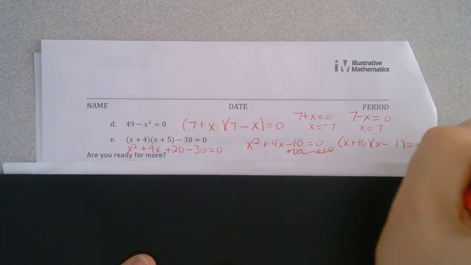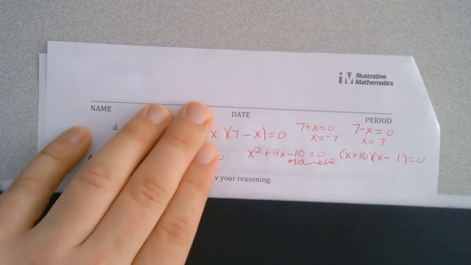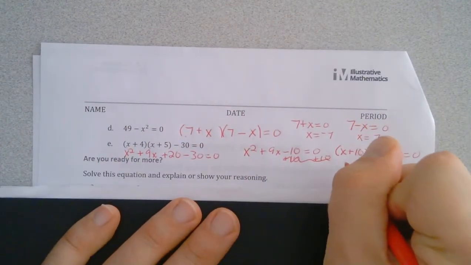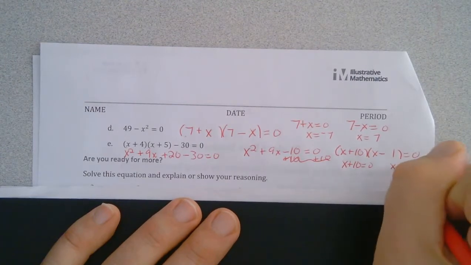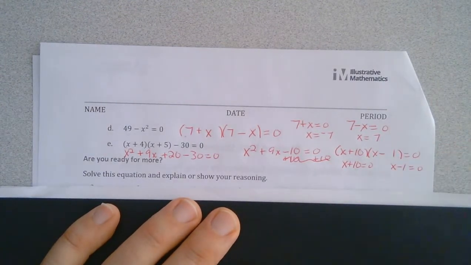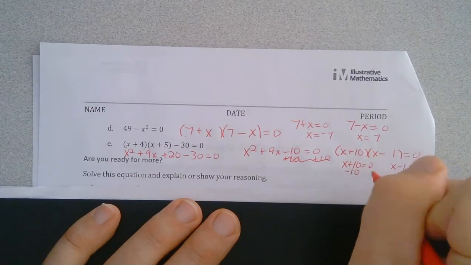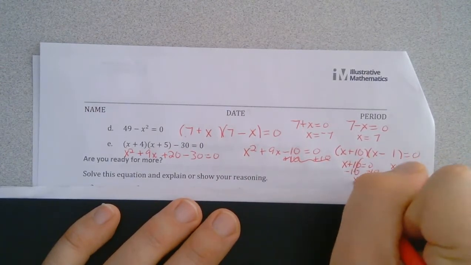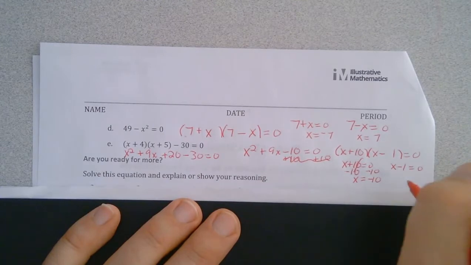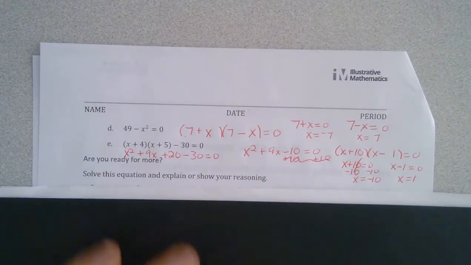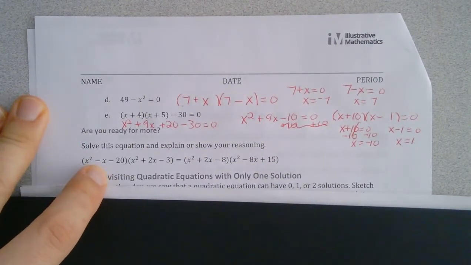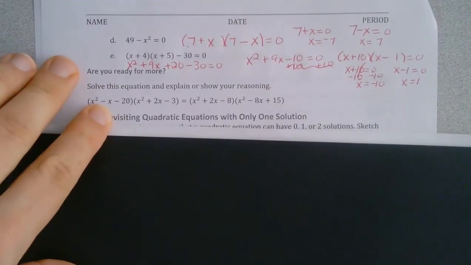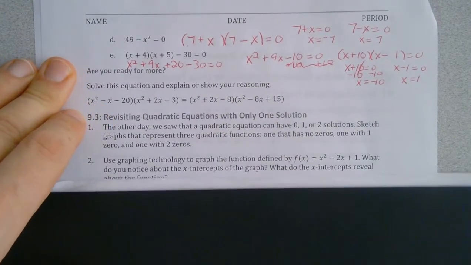So I can set those equal to 0. And then when I solve, I could have x plus 10 is equal to 0 and x minus 1 is equal to 0. So subtracting 10 from both sides, I would get x is equal to negative 10. And then adding 1 to both sides here, x is equal to 1. If you are ready for more challenge, try these problems out. We're not going to go over formal situations.